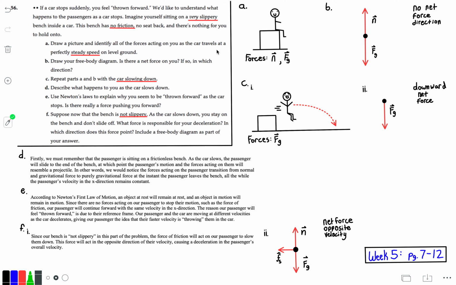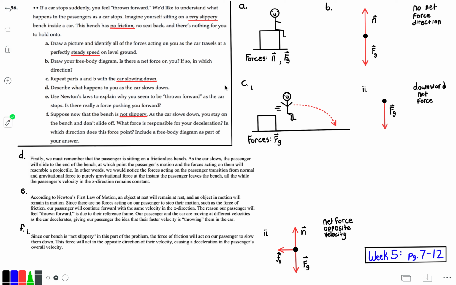So we have our steady speed forward, constant velocity. We have these two forces acting on them. We have the normal force pointing upward, as we can see in the free body diagram, as well as the force of gravity pointing downward. And we have no net force because the sum of the forces in the y direction equals 0, and there is no force acting in the x direction, so therefore it is 0 as well.